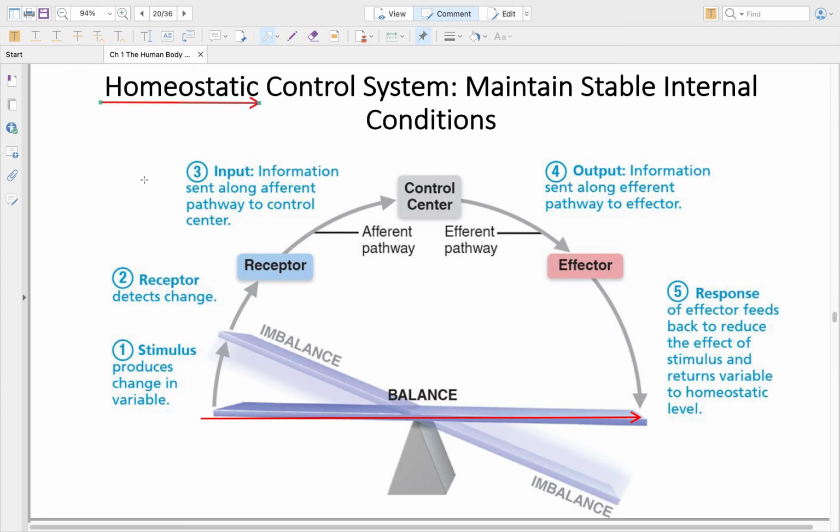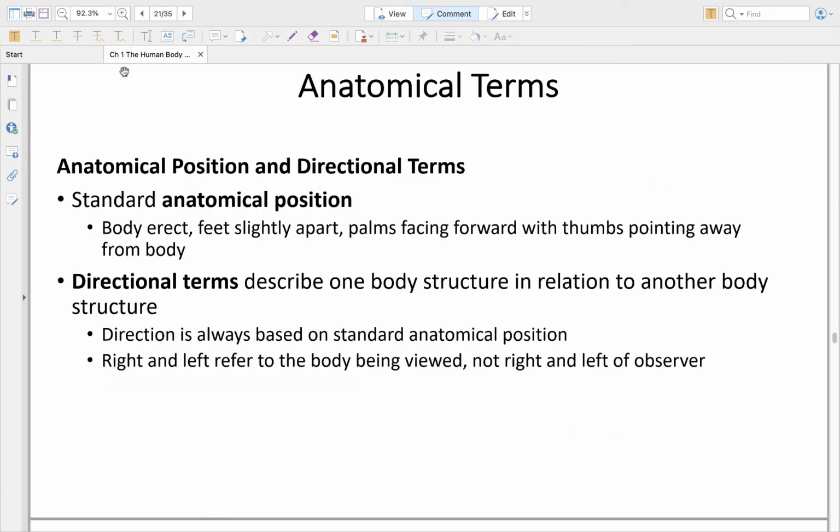Any deviation is going to elicit a negative feedback response, a negative feedback loop. This whole thing that we're looking at here is a negative feedback loop. This is an example of a negative feedback loop. And it's generic. Next section of this chapter, we're going to talk about anatomical terms and terminology.